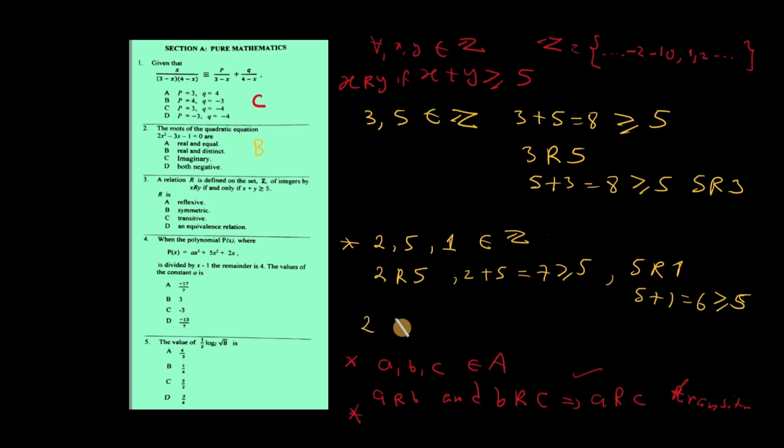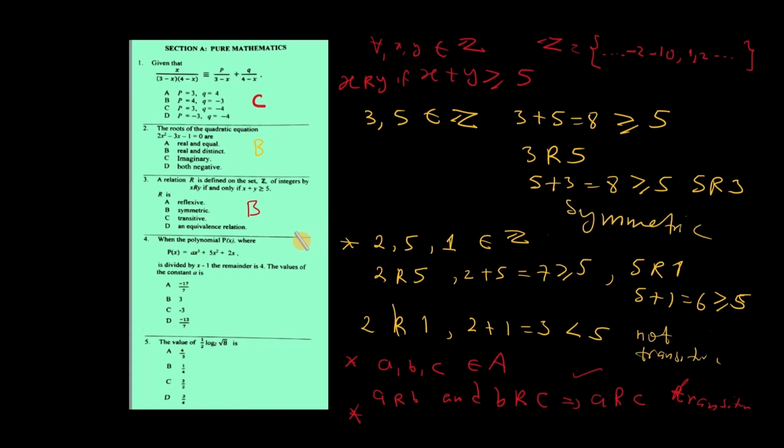But 2 does not relate to 1. Since 2 plus 1 is equal to 3, and 3 is instead less than 5, the condition was that it should be instead greater than or equal to 5. Hence, this relation is not transitive. Not transitive. That means the relation is instead symmetric.